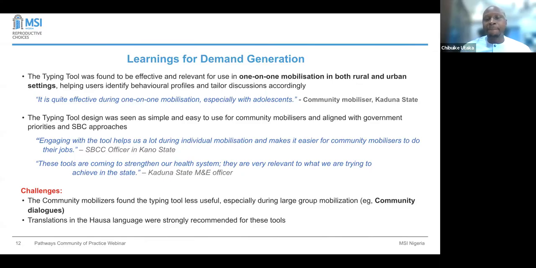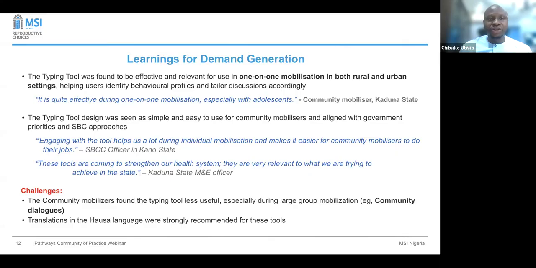So from the government side also, we found that the MIE officer from Kaduna State mentioned that the tool aligns with what they have existing within the system. So it's not going to be difficult, or an entirely new or alien tool for them to begin to adapt. So it's adaptable within the tools that they have, and then what they want to also do in terms of mobilization.